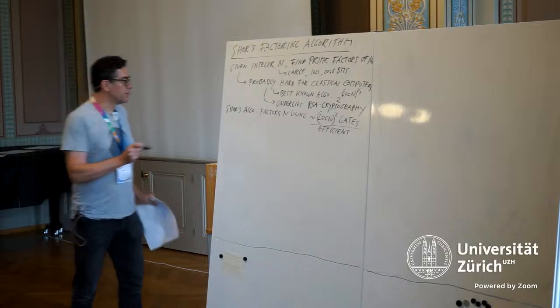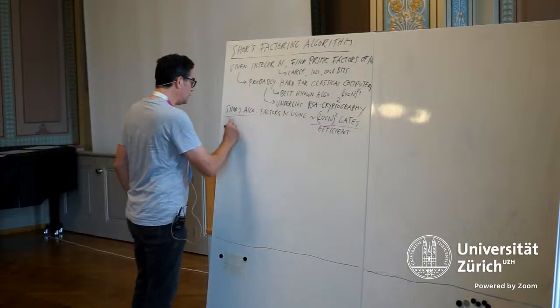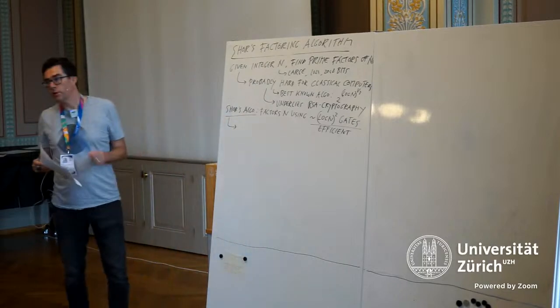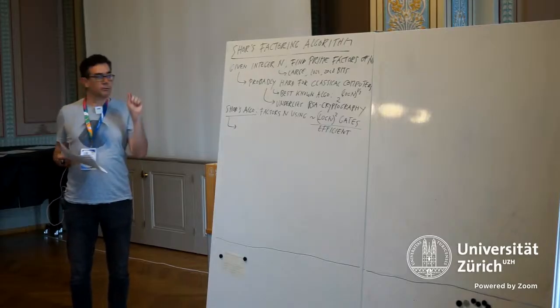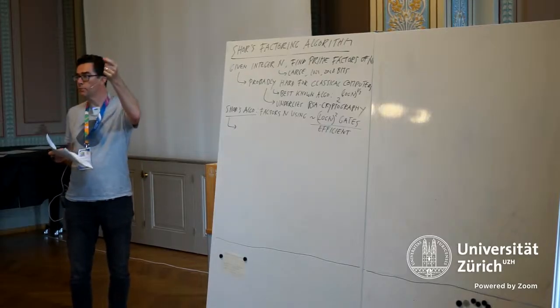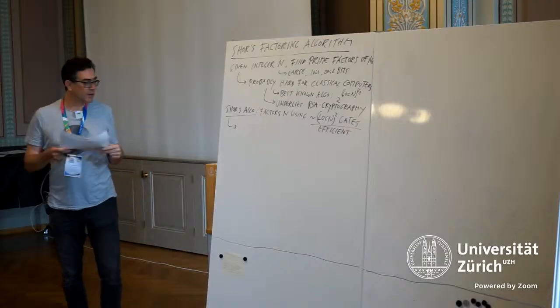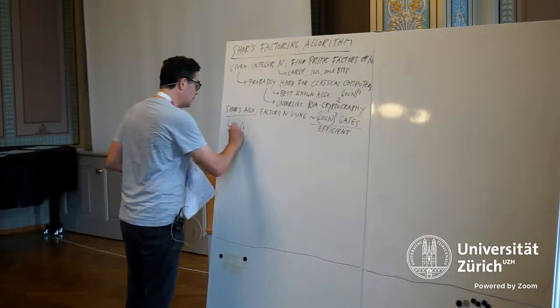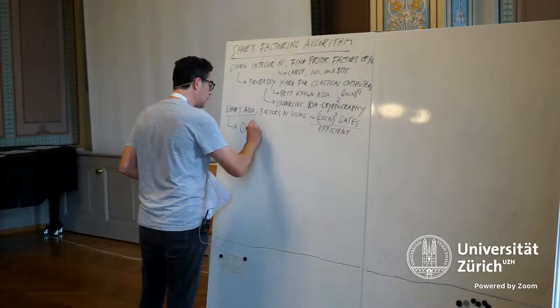So Shor's algorithm, that's what I want to explain now. It consists of two pieces. The first piece is a classical reduction from the factoring problem to some other number theoretic problem, which is called period finding, which I'll explain first.